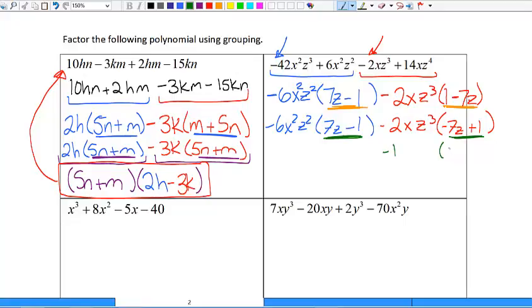And when I factor that out, I'm getting a positive 7z. Positive 1 divided by negative 1 is negative 1. Now I still have that being multiplied by all of the other red terms, which really gets me a negative times a negative, or a positive 2x z cubed. And the blue stays the same.